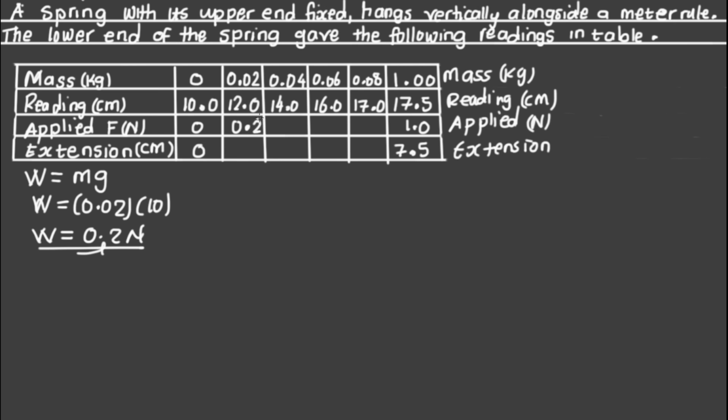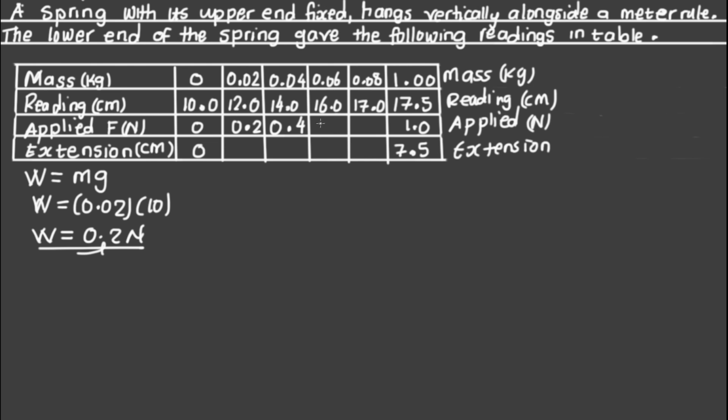This simply means that as long as the mass given is in kg, these numbers should be multiplied by 10 in order to find the value here. Right, so let's look at now the second one. The second one is 0.04 times 10. So this will give us 0.4.